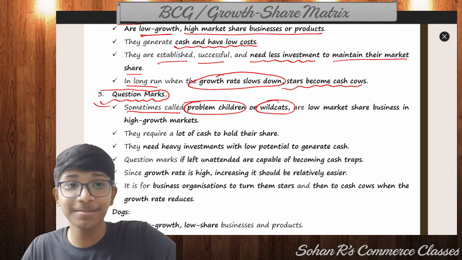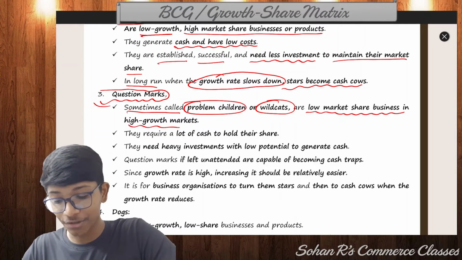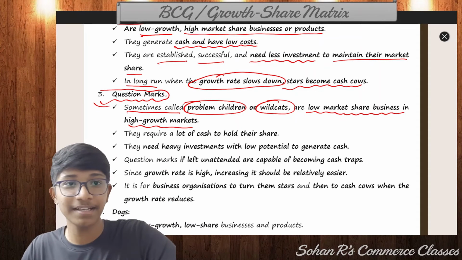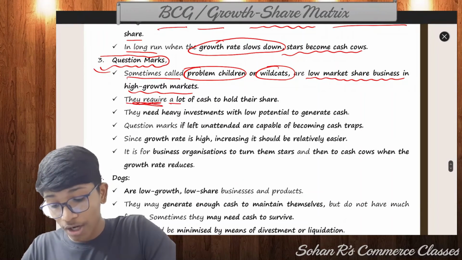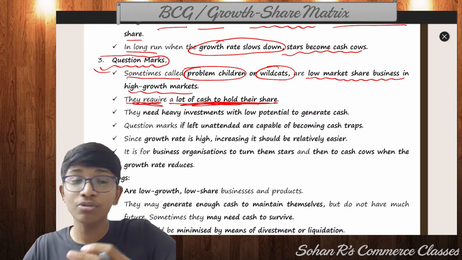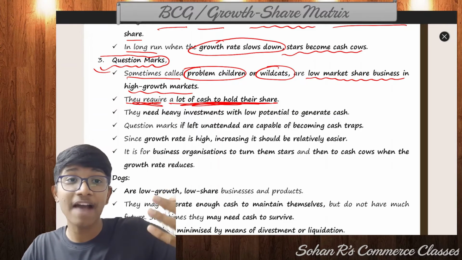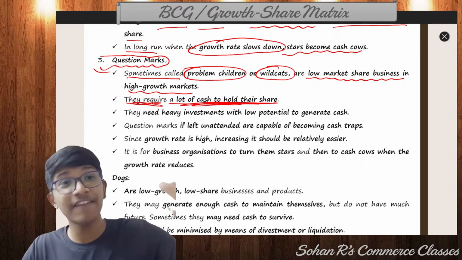Wildcats. Relatable, right? Low market share businesses in high growth markets. Again, from the BCG matrix, it's a basic line. They require a lot of cash to hold their share. You need to invest a lot to make them have a better share in the market, right? That's why you need to heavily invest in such things.